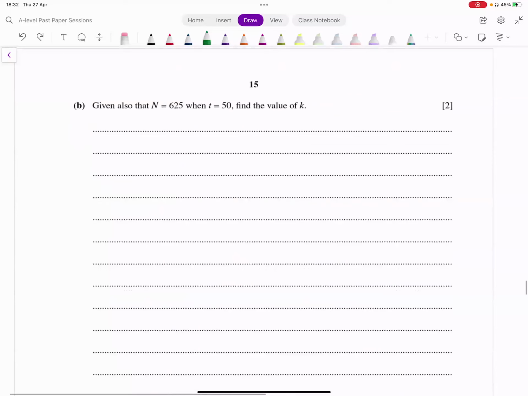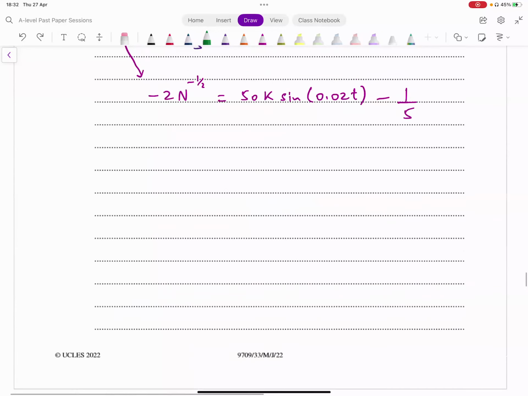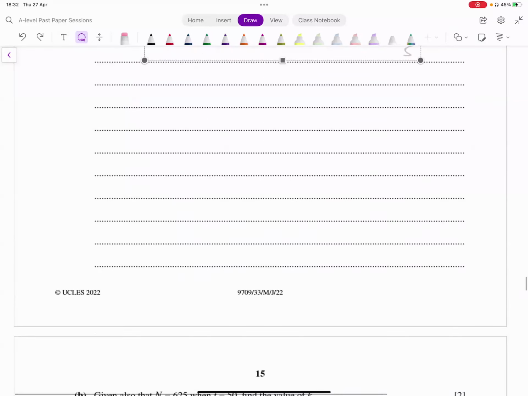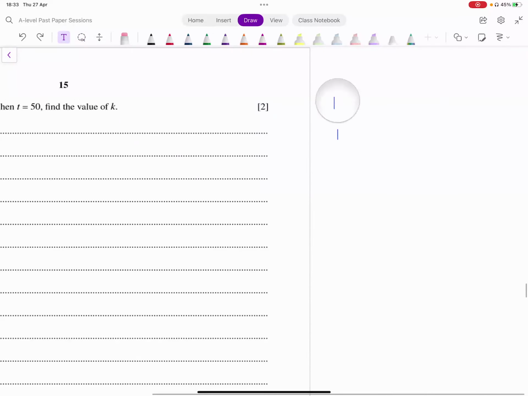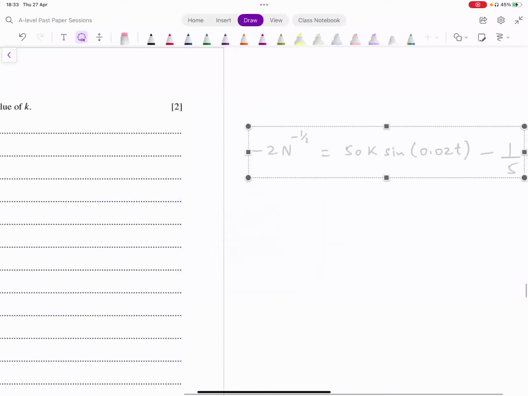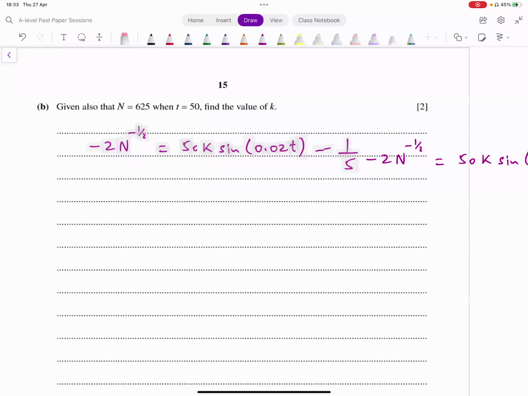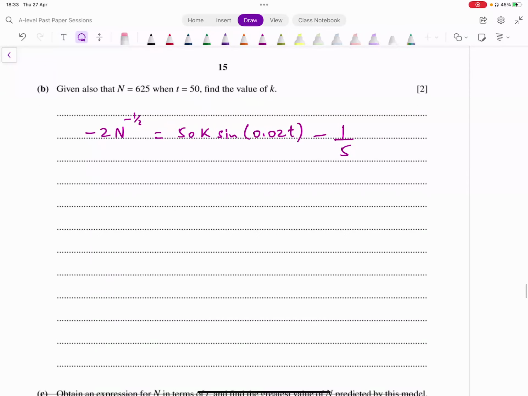Let's move on to the next one. In the next part, it says, given also that n equals 625, when t equals 50, find the value of k. All right, so this is the relation that we're getting. Let me copy this here. ये हमारे पास रिजल्ट आया था पिछले पार्ट से. ओके, अब हम क्या करेंगे, ये वैल्यूज इनपुट कर दें इसके अंदर.